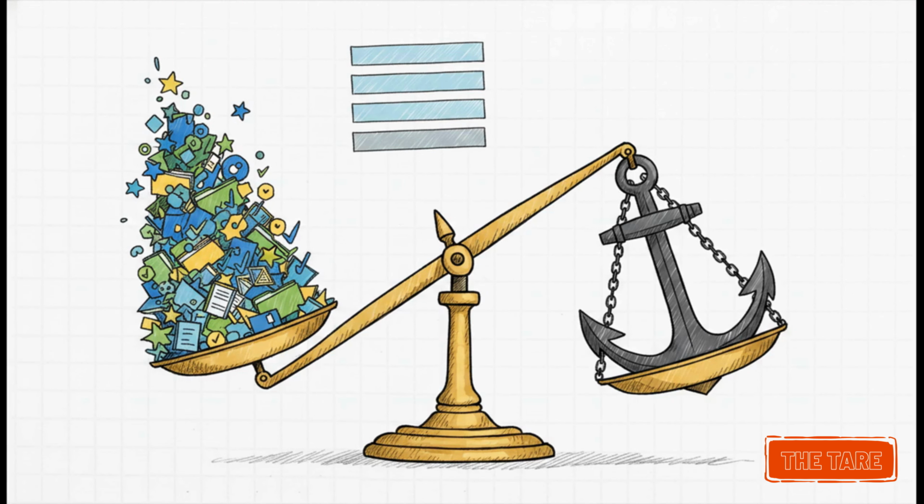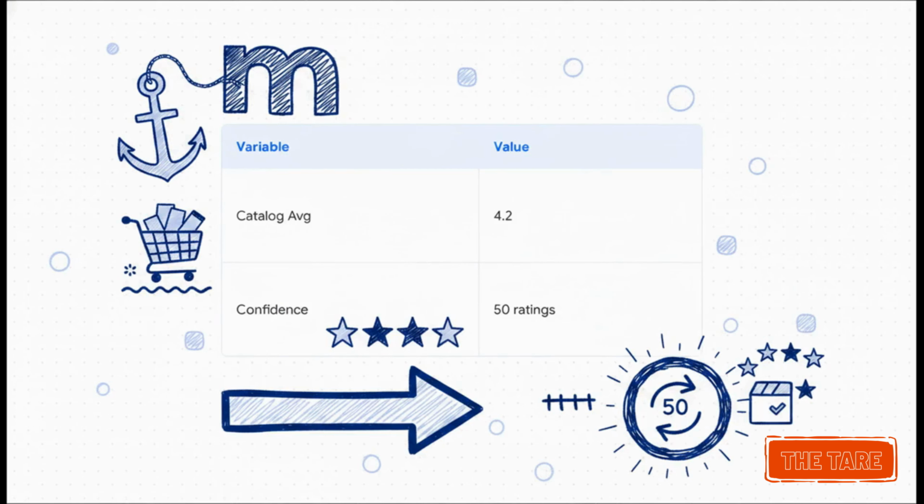How do smart platforms handle this problem of fragile, low-review products outranking stable, widely tested ones? They use something called a Bayesian adjustment. Don't let the fancy name scare you. Think of it simply as mathematical gravity. It is a way platforms can weigh the actual evidence before placing a product at the top of your search results.